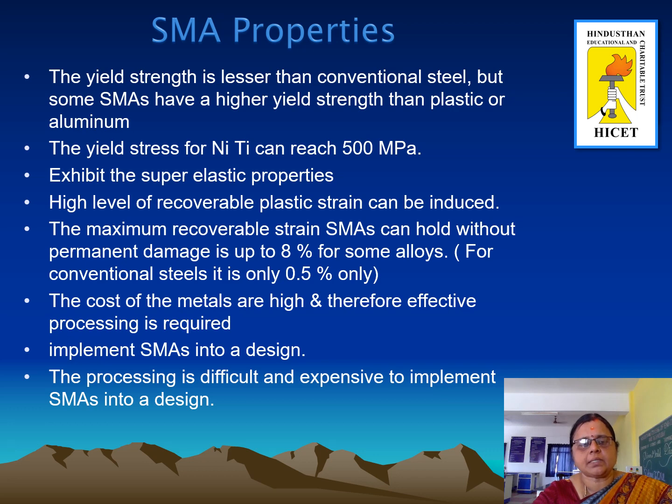The properties of SMAs: the yield strength is less than conventional steel, but some SMAs have a higher yield strength than plastic or aluminum. The yield stress for nickel titanium can reach 500 million pascals. They exhibit superelastic properties, and a high level of recoverable plastic strain can be induced. The maximum recoverable strain SMAs can hold without permanent damage is up to 8% for some alloys. The cost of the metals is high and therefore effective processing is required. The processing is difficult and expensive to implement SMAs into design.